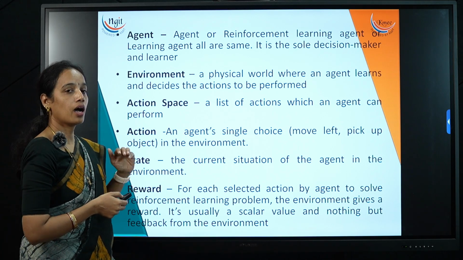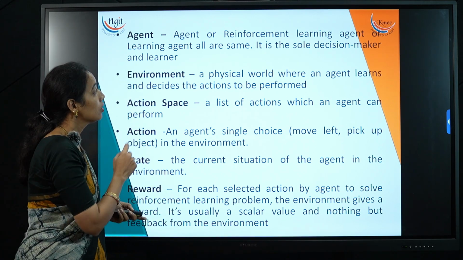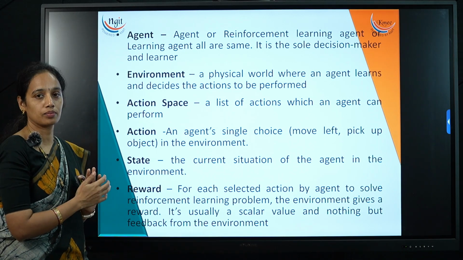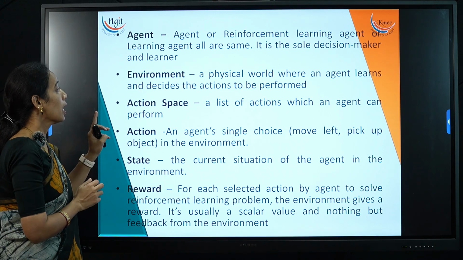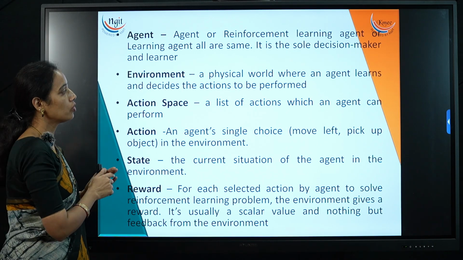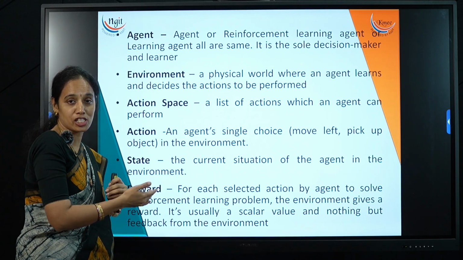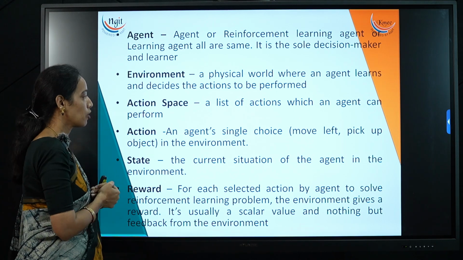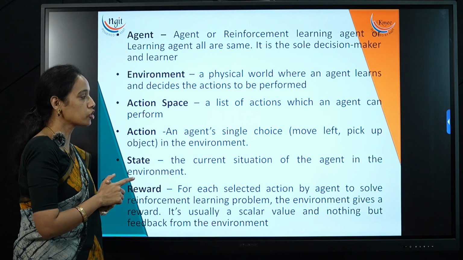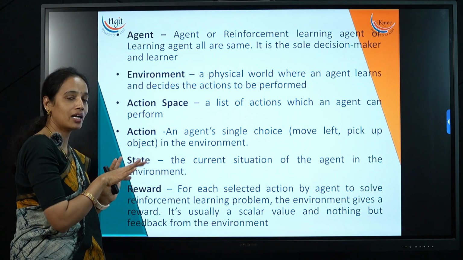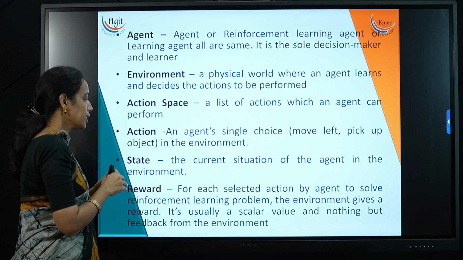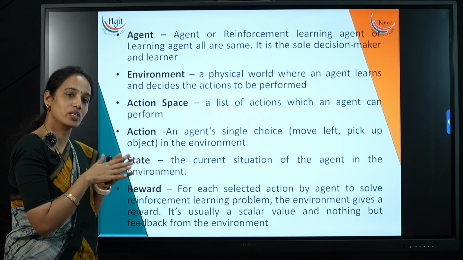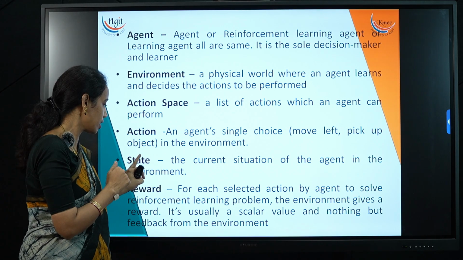An agent, or reinforcement agent, or simply learning agent, all are the same, and it is the sole decision maker and learner in a reinforcement learning environment. The environment is the physical world where an agent learns and decides the actions to be performed. Action space is the list of actions which an agent can perform. An action is an agent's single choice, like moving left, right, up, down in the environment, based on the application. Then state is the current situation the agent is in, in the environment.